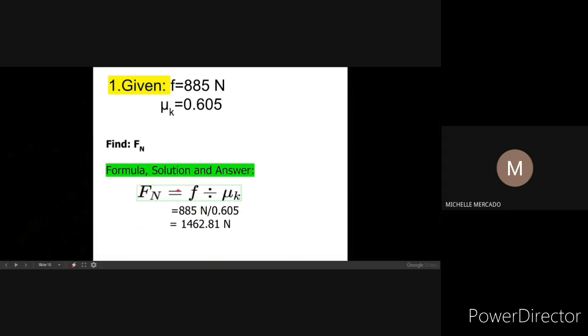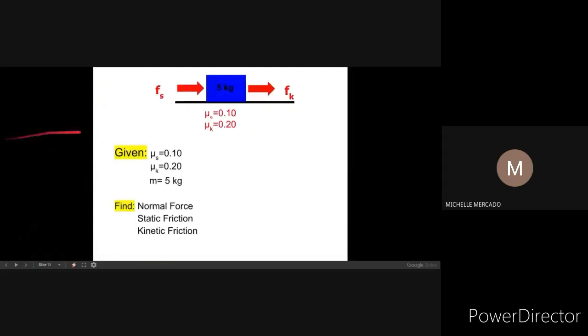So normal force is equal to kinetic friction divided by the coefficient of kinetic. So again, transpose 885 Newton divided by the coefficient of kinetic 0.605. So the answer will be 1,462.81 Newton.